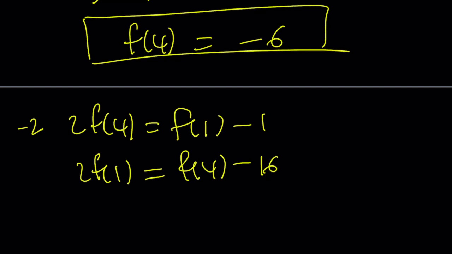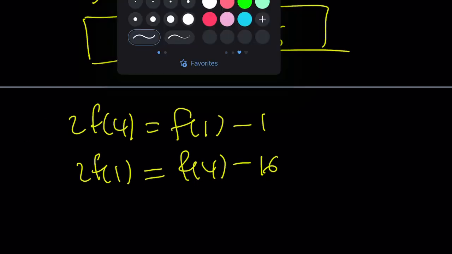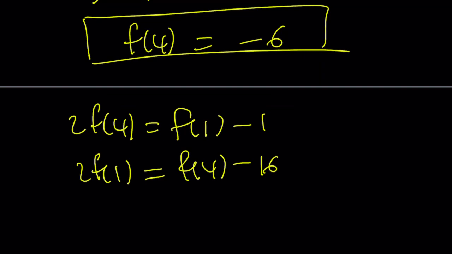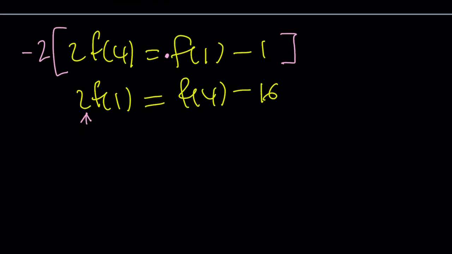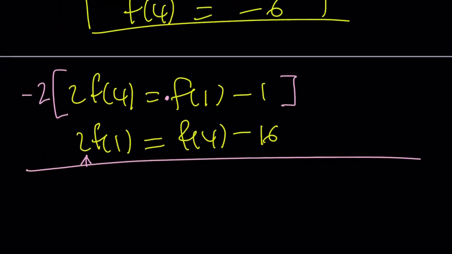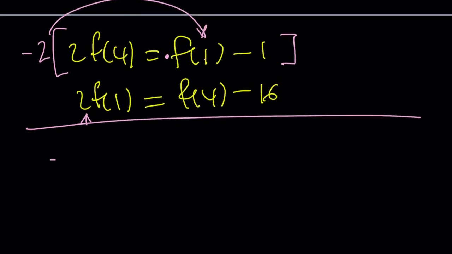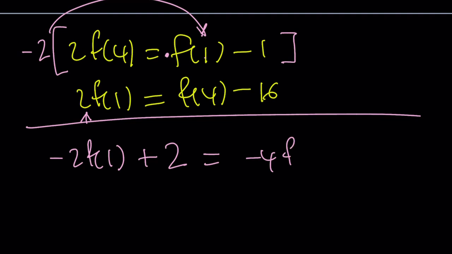And that kind of makes sense, because if I'm trying to solve for f of 4, I'd like to get rid of f of 1. The coefficient of f of 1 here is 2, and the coefficient of f of 1 here is 1. So I need to kind of make him disappear. So I will multiply the top equation by negative 2. That's going to give me the following. Let's go ahead and rewrite it. And this time I want to write this on the left-hand side. So let's distribute: negative 2 f of 1 plus 2, because negative 2 times negative 1 is 2, equals negative 4 f of 4. So I switch sides.